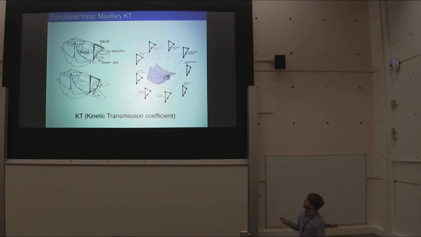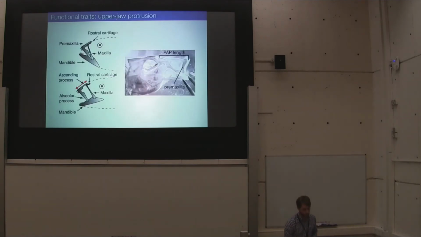And the interesting thing about this complex functional system is that it's characterized by many-to-one mapping, which means that you can get a whole bunch of different combinations of lengths to produce the same KT value, which is not the case for mechanical advantages.